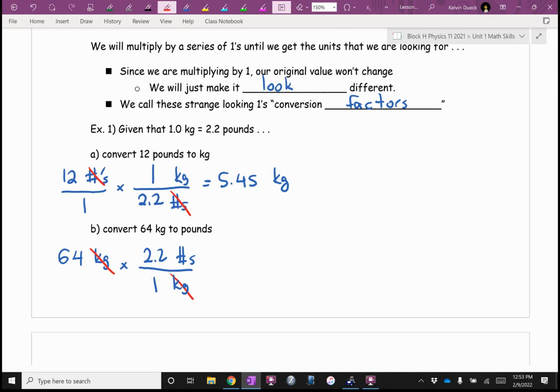64 times 2.2. I can do this in my head. 64 times 2 is going to be 128. It's going to be 128 plus 12.8. It's going to be 140.8. 4 sig figs in my head. I can do math in my head.